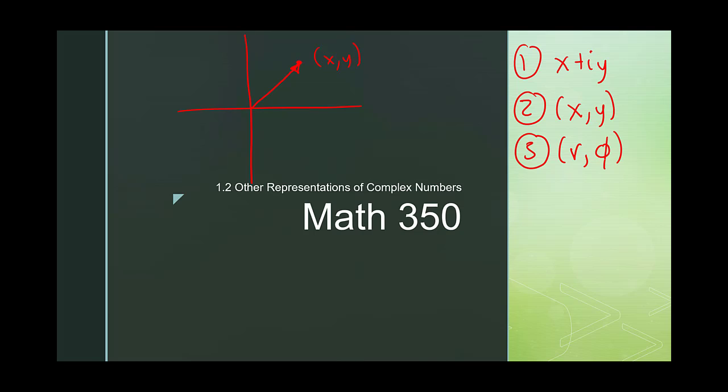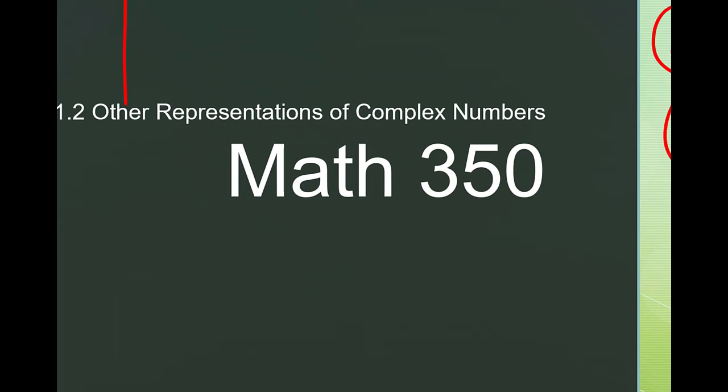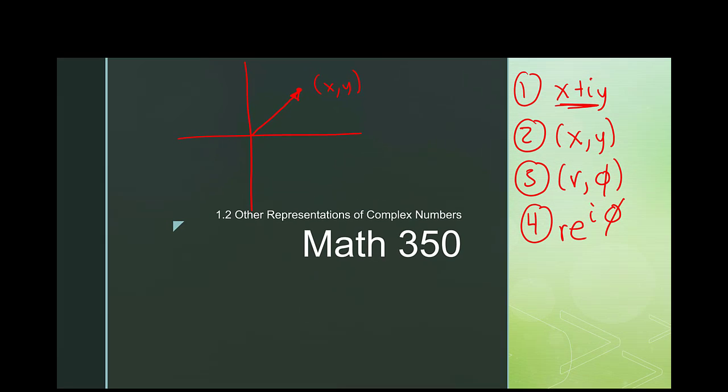r comma phi. Okay. And then lastly, we're going to see that trigonometry gives us another way of expressing our regular old number here, and we're going to introduce what's called exponential form. But we'll get into that towards the end of the video. Okay, so let's go ahead and move on.